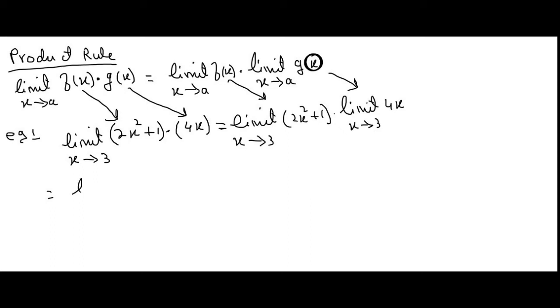So limit x approaches 3, 2x squared, applying the sum rule here also, plus limit x approaches 3, 1. Now I'm going to put the bracket here so that it should remain separate from the other function. Now 4x in this function is constant, so 4 will be taken outside.